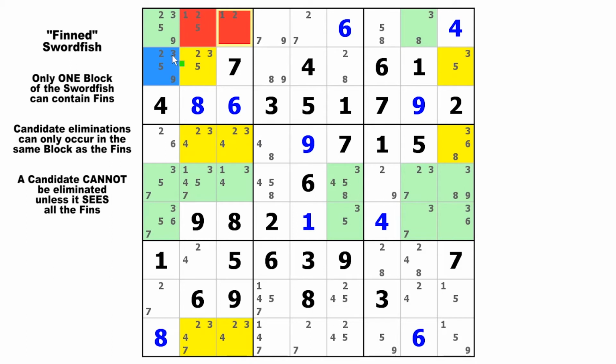And if the candidate 3 in the blue cell were true, which is the only other possibility, those same candidate 3s in the red cells would also be false.